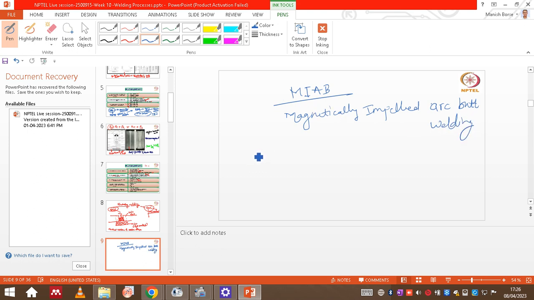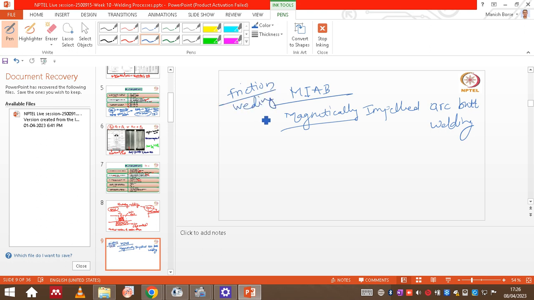So if you remember, we have already seen some processes for joining pipes or tubes, metallic pipes and tubes, like flash butt welding and other welding processes like resistance upset welding. So this is also one of the processes typically used for joining very thick pipe cross sections. So why is it so useful? Because another more famous process for joining these is friction welding. Maybe we will see that in a couple of minutes.